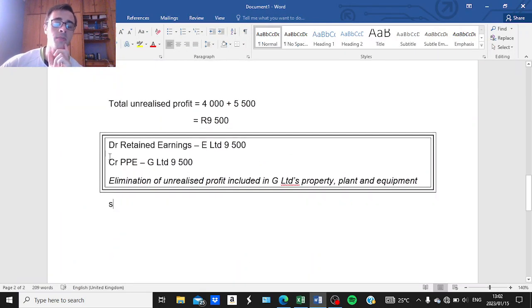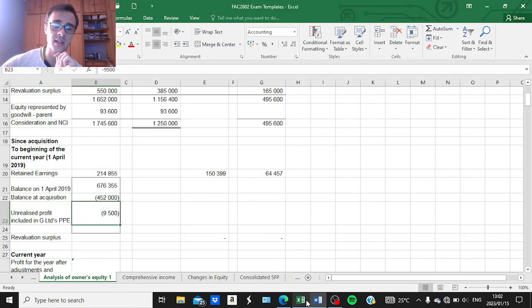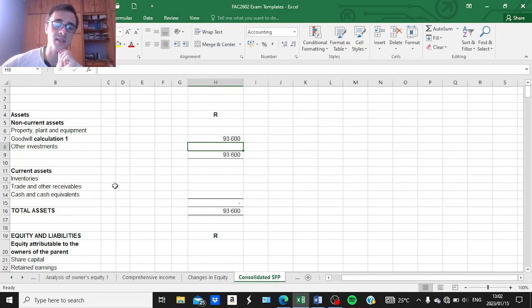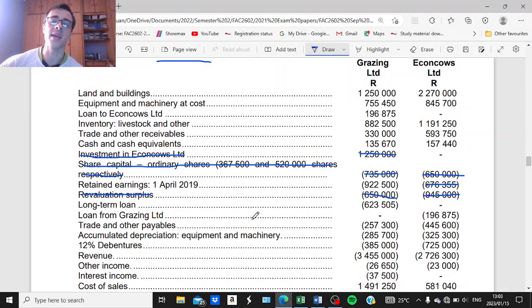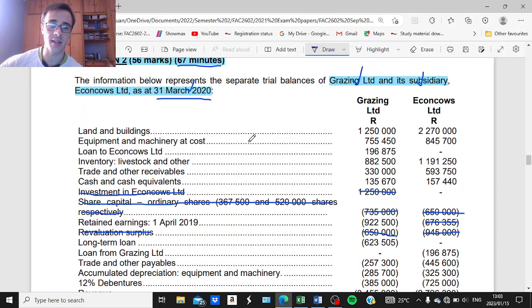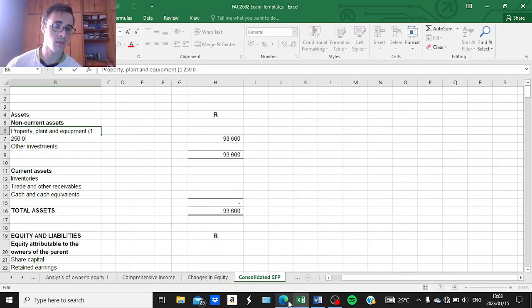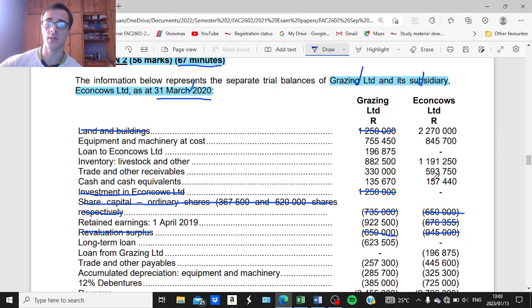Okay, and then for the second part of this journal entry, we need to credit property, plant and equipment for Grazing Ltd. So we will show this in the consolidated statement of financial position. We should start off by typing in the amounts that have been provided in the trial balances for the two companies. So we will start with land and buildings, 1.25 million plus 2.27 million.